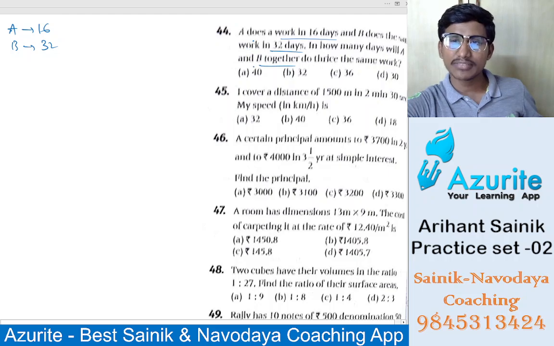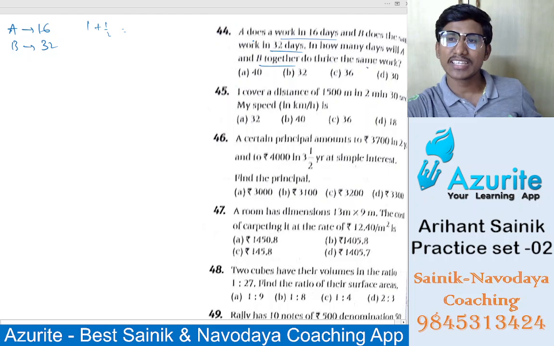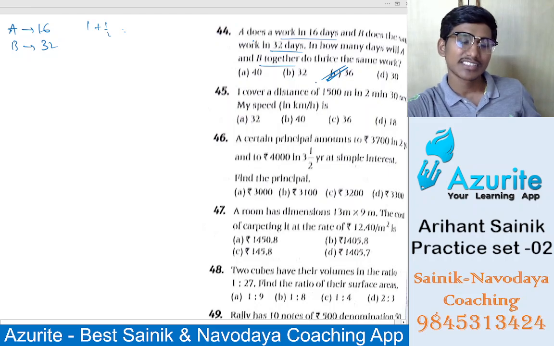So together, if they do, this is 1, this will be half, 1 and a half. Together they do thrice the same work. Thrice the same work means it will be actual 1/3. So half will be 8, so 12 days. 12 into 36. 36 is the answer here.